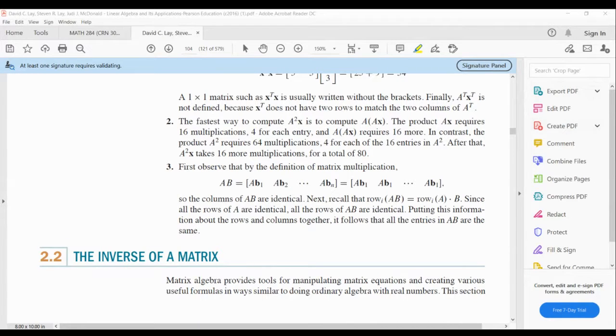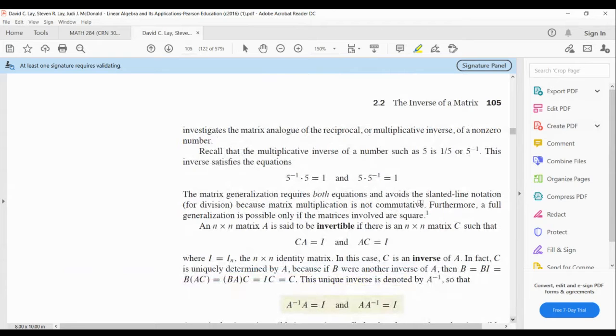Okay, so an inverse of a matrix. Again, they mention how matrix algebra can provide tools for manipulating matrix equations and creating formulas. This section investigates the matrix analog of a reciprocal or multiplicative inverse.